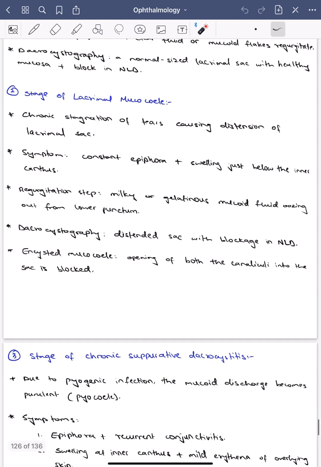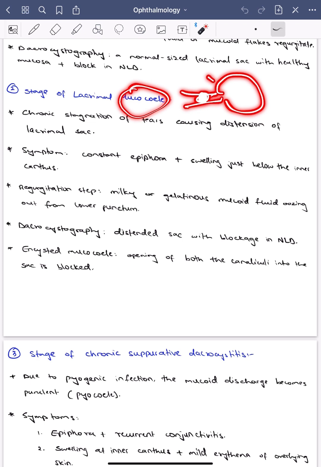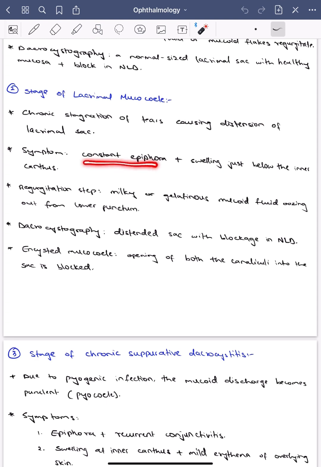The second stage is the stage of lacrimal mucocele, and here, because of the blockage, there is chronic stagnation of the tears leading to distension of the lacrimal sac, and the symptoms are constant epiphora plus swelling just below the inner canthus. And on dacrocystography, a distended sac with blockage in the nasolacrimal duct is seen. And remember, the regurgitation test results in milky gelatinous mucoid fluid oozing out from the lower punctum.